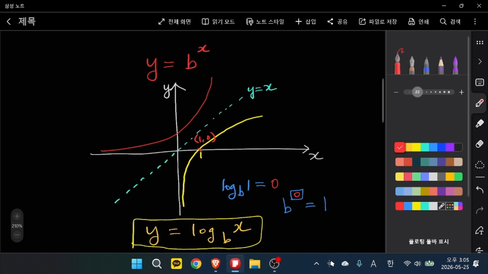The exponential graph passes through (0, 1). When we reflect across y equals x, the coordinates switch. So (0, 1) becomes (1, 0).